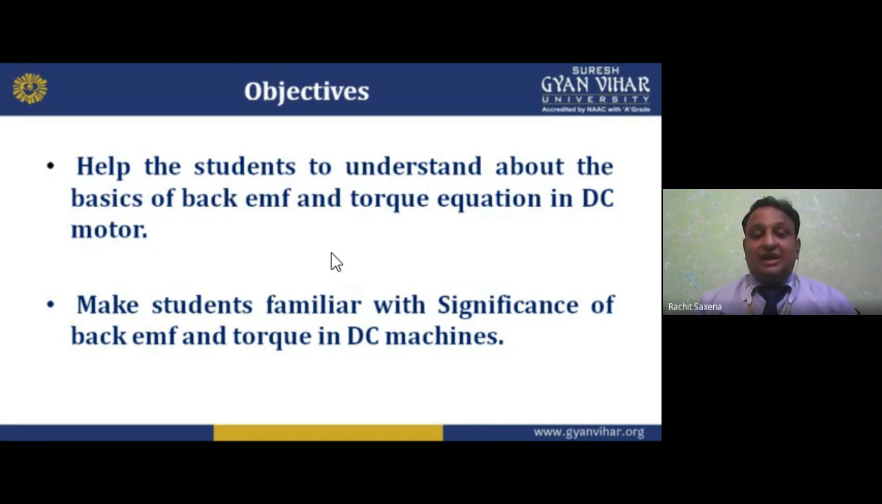Secondly, make the student familiar with the significance of back EMF and torque in DC machines. Why am I using DC motor and DC machines? Because collectively we call them DC machines, but as per the working, we convert them into motor and generator. The whole we can call a machine. The construction is the same, that is why it is called a DC machine.